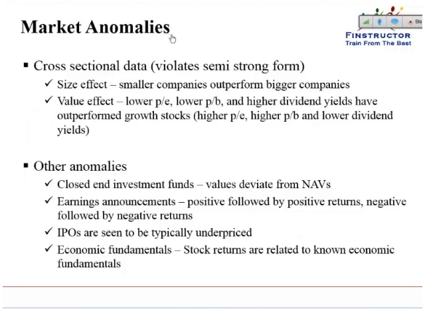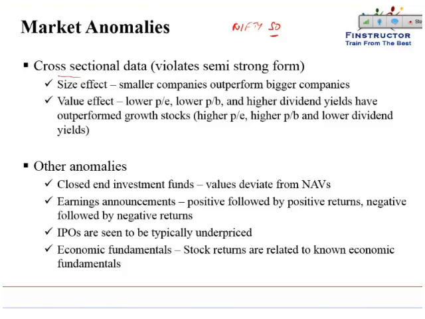Similarly, we've seen some anomalies in cross-sectional data also. Cross-sectional data is not data over time. It's not price and volume data over time. It is data of all companies as on a particular date. So if we have 50 companies in Nifty 50, then analyzing the characteristics of those companies at a particular point in time would be the analysis of cross-sectional data. The anomalies in cross-sectional data violate the semi-strong form of market efficiency.